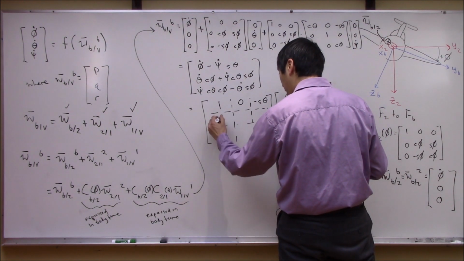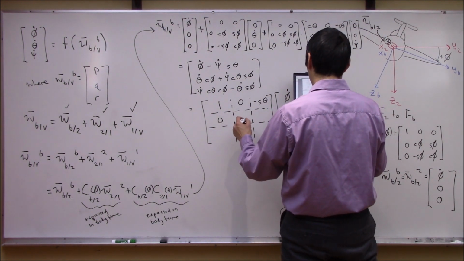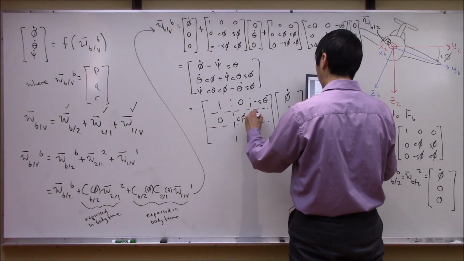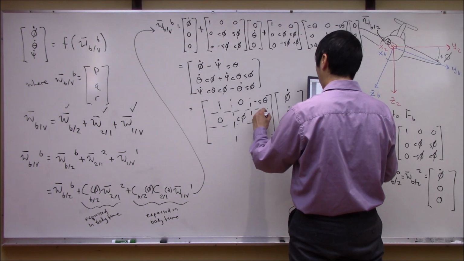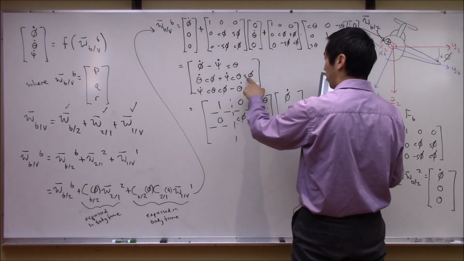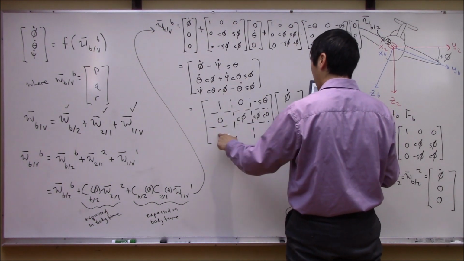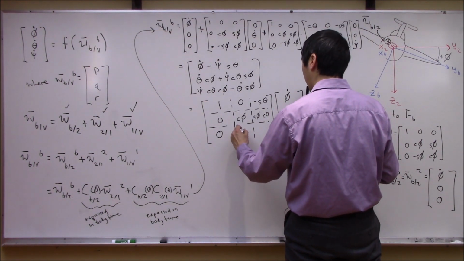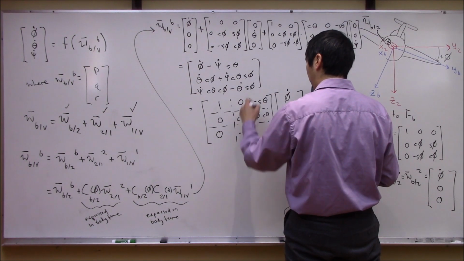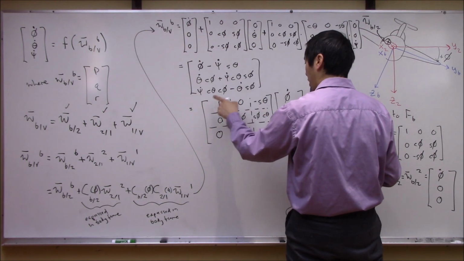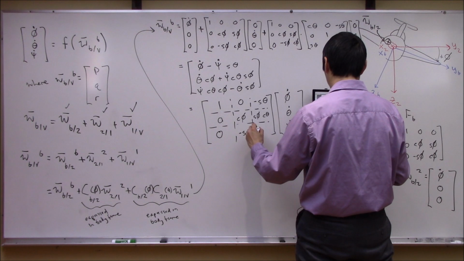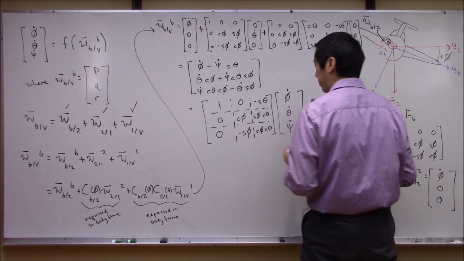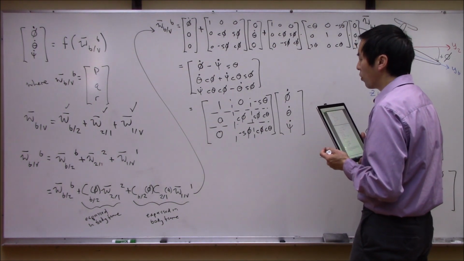Let's try to make that a clean 0. 0, and then we're going to get cosine phi here, and then we're going to get sine phi cosine theta. Right, from that term, yeah, sine phi cosine theta, okay. And then down the third row of the matrix, we're going to get 0, minus sine phi, that's that term there. And then we're going to get cosine phi cosine theta, right? Okay.